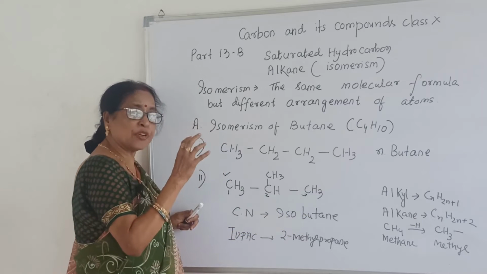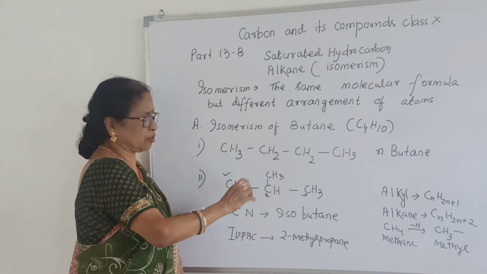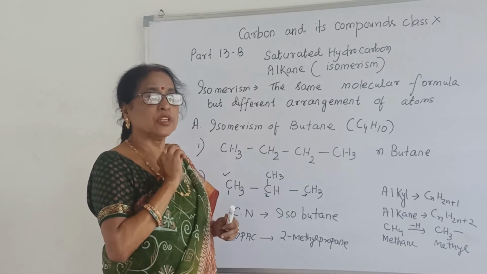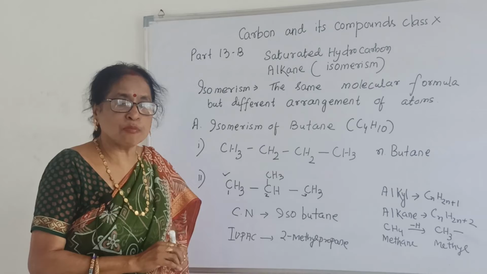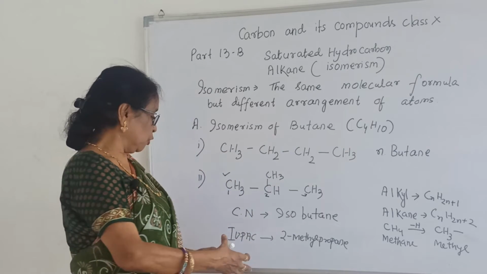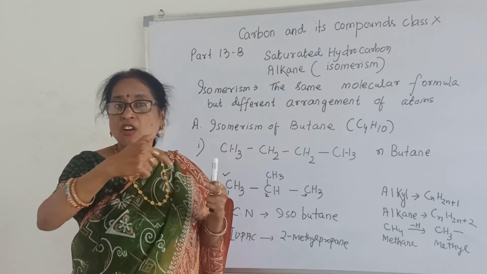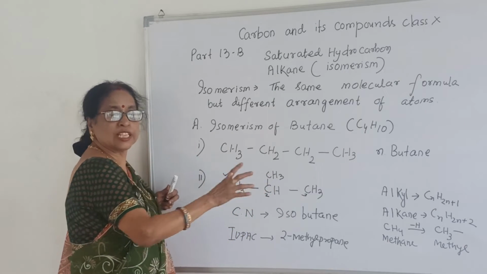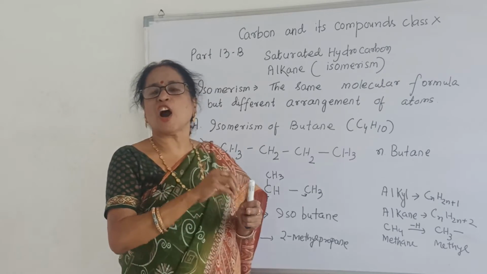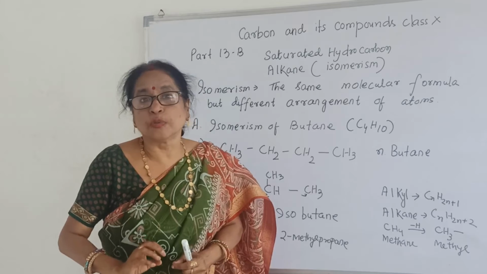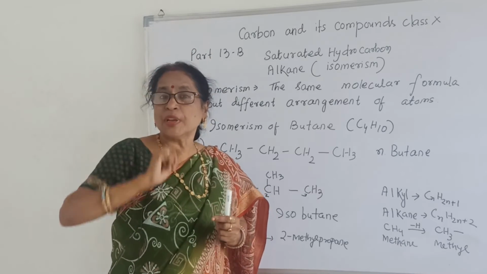When you write isobutane, you will count all the carbons: 1, 2, 3, 4. When you use the word iso, you count all the carbons. When you use the IUPAC name, you count the long chain. Which is the long chain? 1, 2, 3, the long chain. In the long chain of 3 carbons, at carbon 2 there is a methyl group.